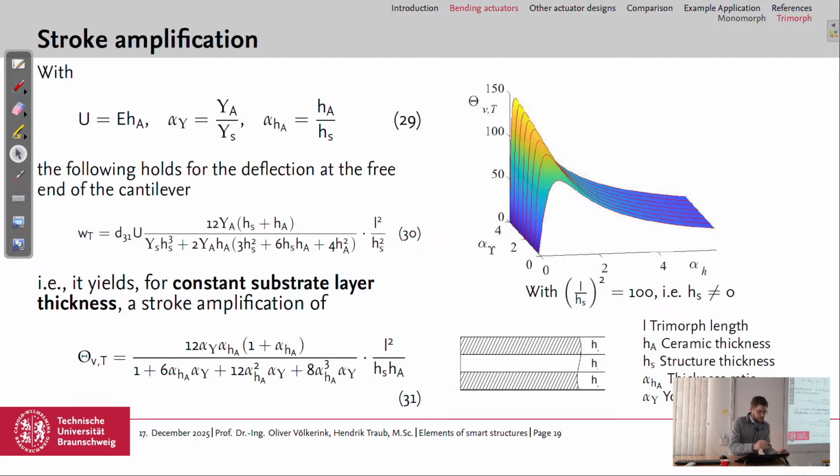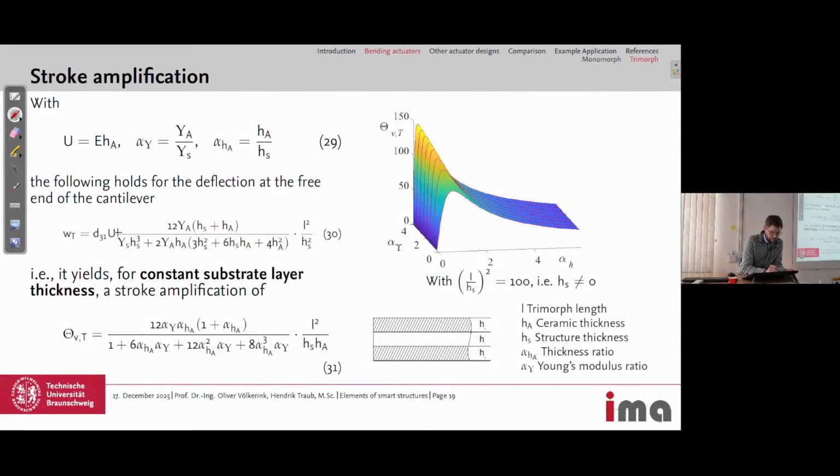And like we've done before, we can then replace the electric field times the thickness of the layer with the voltage, and then have again this part here as well, not totally this part, but similar. Here is an HA, so one L is in and one HA, but we again can derive an equation here for the stroke amplification of the trimorph, and then the same plot as before.